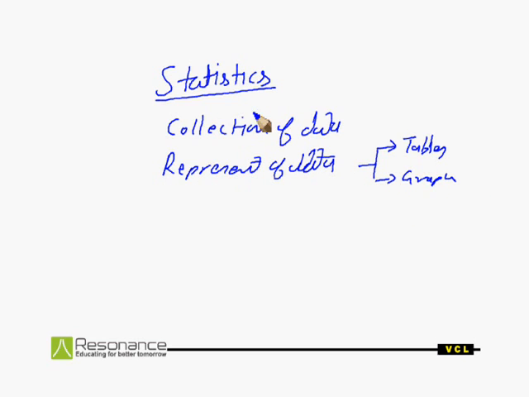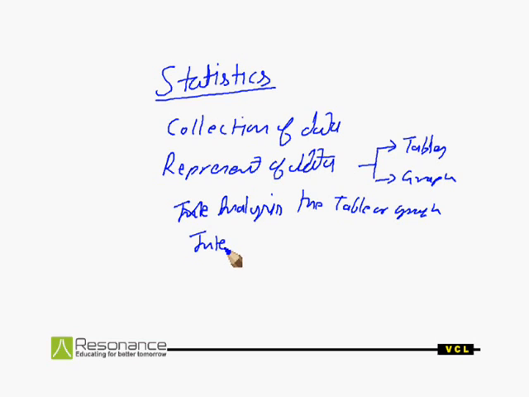Now statistics means the collection of data. Then after collecting the data we have to represent this data. After representing the data in the form of either a table or a graph, we have to analyze the table or the graph. After analysis we can draw out the result, that is called the interpretation of data. So we can define statistics as the collection of data, representation of data, and the analysis and the interpretation of data.